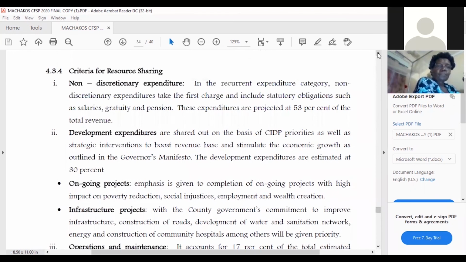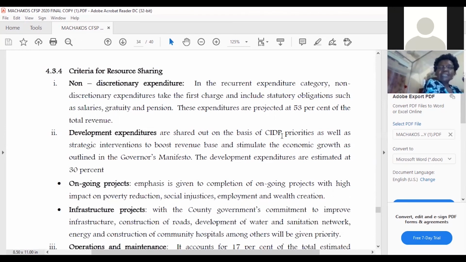So, as you can see here, they are saying this is the criteria for resource sharing. So non-discretionary expenditure. They are saying in the current expenditure category, non-discretionary expenditures take the first charge and include statutory obligations such as salaries, gratuity, and pension. These expenditures are projected at 53% of the total revenue, okay? And then development expenditures are shared out on the basis of the CIDP priorities. You remember the CIDP? What did we say the CIDP is?